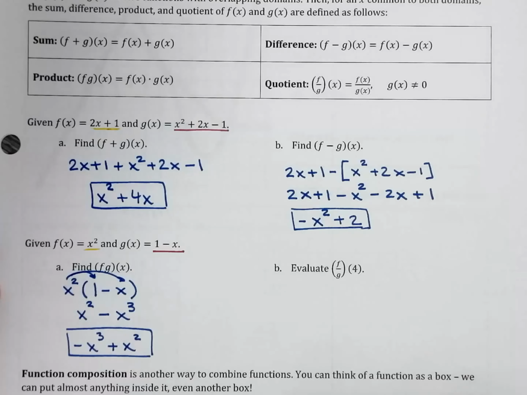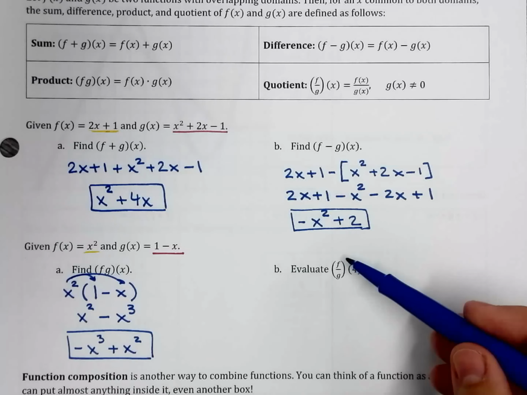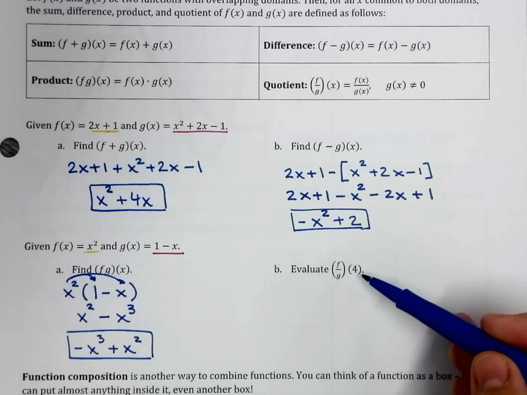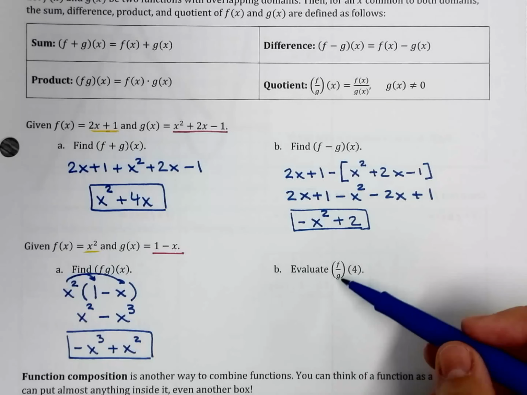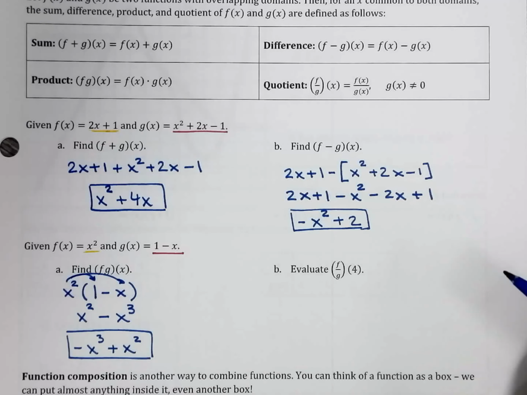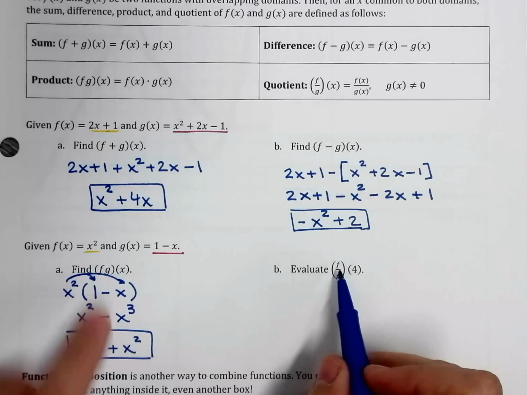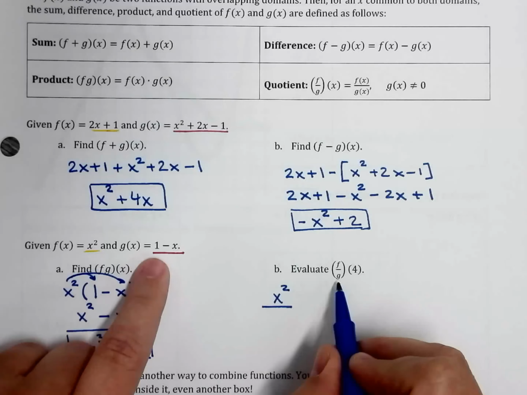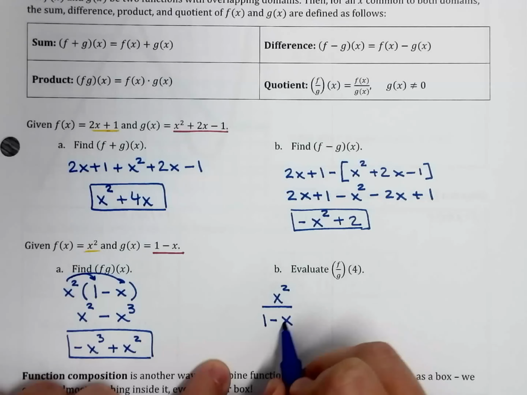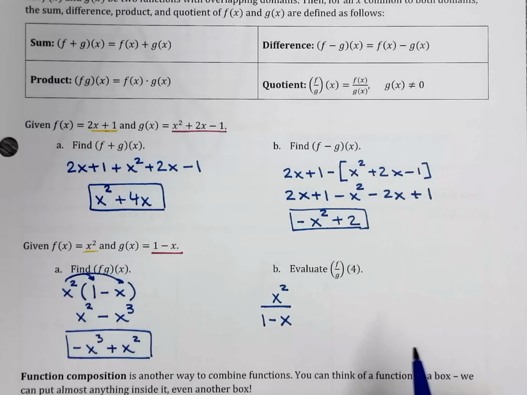So now the next one, we need to evaluate f over g of 4. So we have a couple things we have to do here. We have to do f over g of x, and then we need to evaluate for 4, or when x equals 4. We're going to do this in a couple different steps. So f of x is that right there, x squared. G of x is that one, 1 minus x. I cannot simplify this x squared with x. No, do not do that.